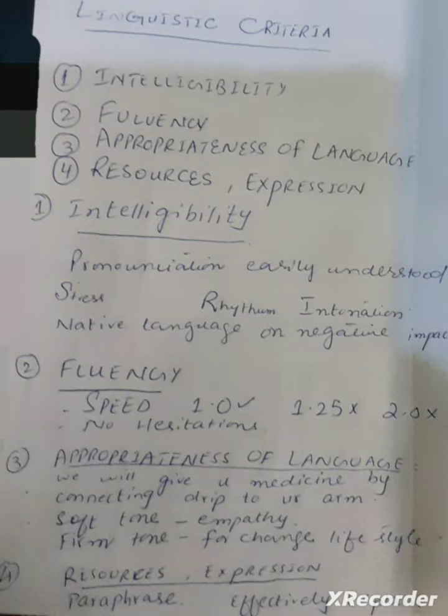Hello, this is the second part. First one was clinical communication criteria and second one is linguistic criteria. Here we break it down into four parts: intelligibility, fluency, appropriateness of language, resources and expression. So intelligibility basically means that what we pronounce must be easily understood by the other person, that is our patient.